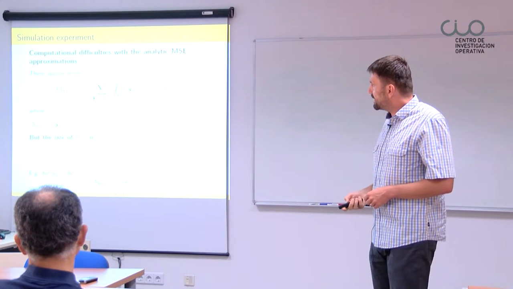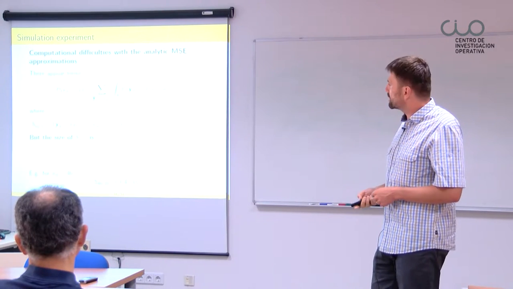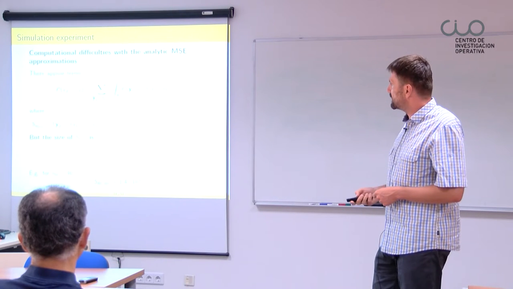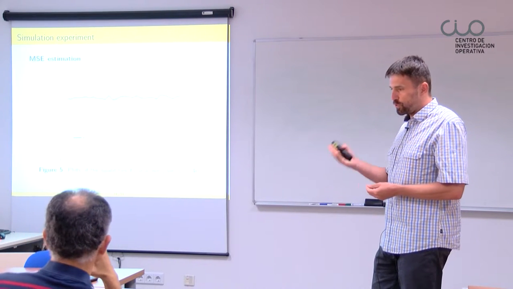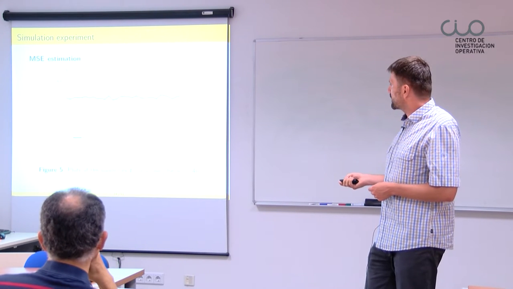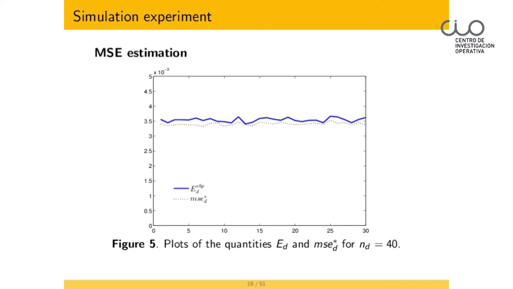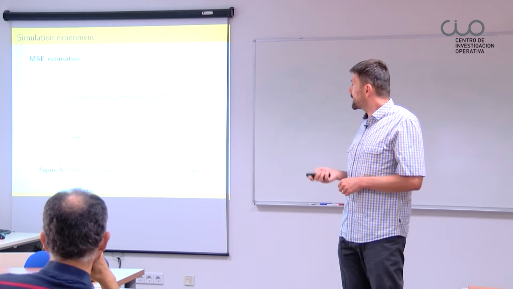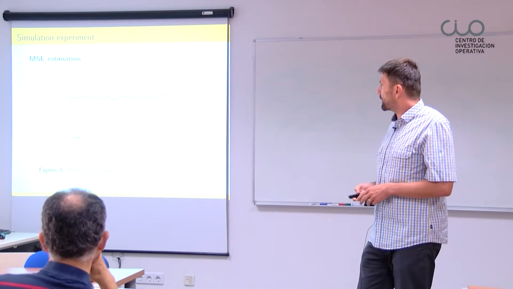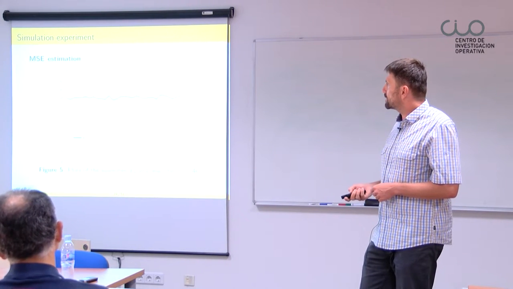For this reason, in the end we decided, okay, it works for small sample sizes, but it's almost unusable for large sample sizes. So we decided to use the bootstrap method and see how it works if you increase the sample size. If I increase the sample size to 40, then we can see the bootstrap also works quite well and estimates quite well. So this is the reason that in the real application I will use only the bootstrap estimator, because we are not able to calculate the analytical approximation.